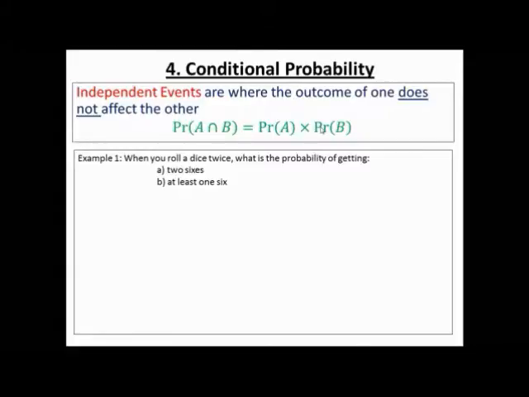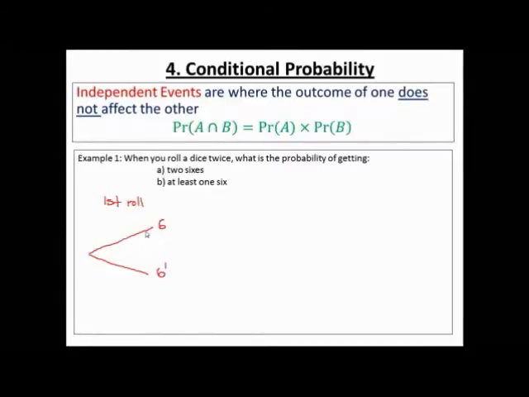So this example says when you roll a dice twice, what's the probability of getting 2 sixes or at least 1 six? In this case, we're only concerned with whether or not we roll a 6. So when we draw our tree diagram, this red bit represents the first time we roll a dice. We either get a 6 or we don't get a 6. Remember that dash tells us we don't get a 6.